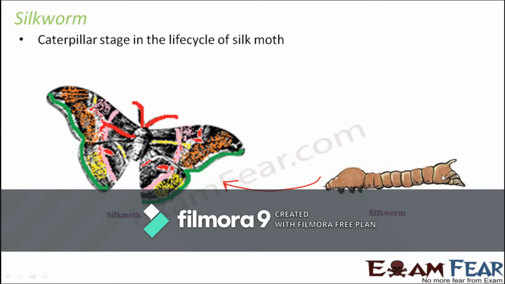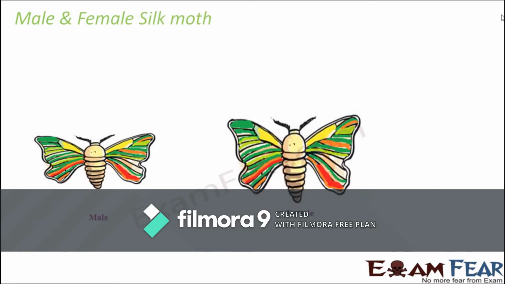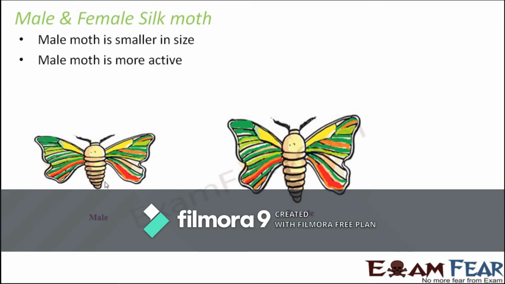Now before we do that, we need to understand the life cycle of the silk moth. You should be clear about when exactly the silkworm stage comes in the life cycle of a silk moth. So before that, let's quickly distinguish between a male and a female silk moth. If you look at their appearance, you can easily distinguish between a male and a female. Normally a male silk moth is smaller in size when compared to the female one. Moreover, the male moth is more active and the female moth is less active.